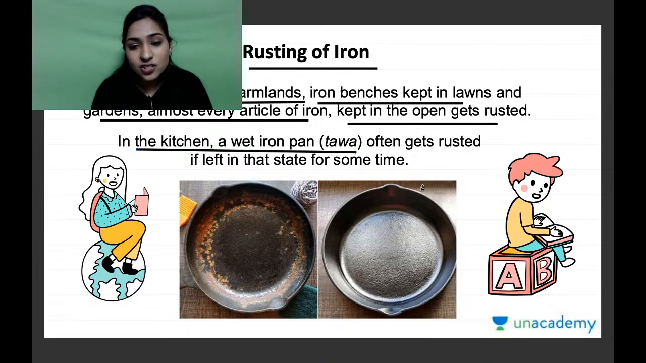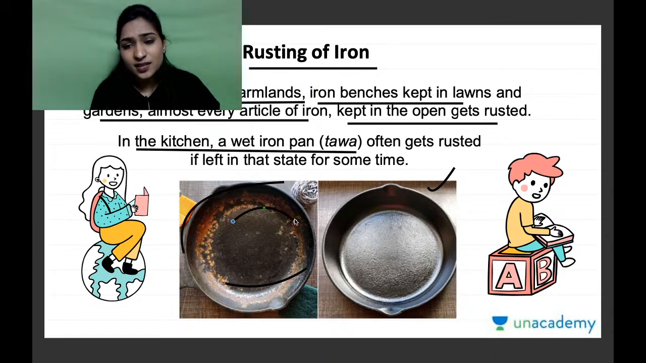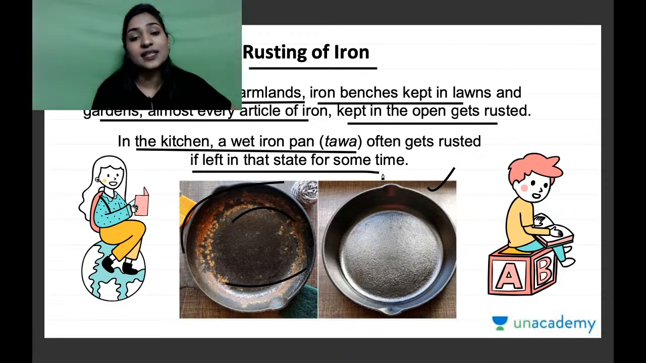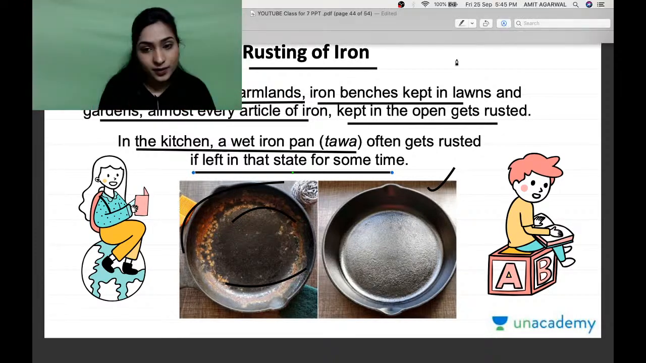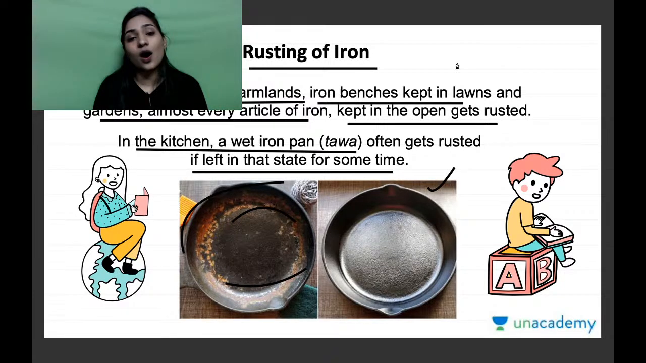तो इतना अच्छा साफ सुथरा आयरन पैन जब हम लोग नया लाते हैं तो ऐसा दिखता है. बट धीरे धीरे ये रस्ट लग जाते हैं, इस पे रस्ट लग जाते हैं. You can see this rust. So in a kitchen, a wet iron pan often gets rusted if it is left in that state for some time. अगर आप उसको ठीक से नहीं रखोगे तो फिर उस पे भी रस्ट लग जाएगा. Fine. So that is how rusting takes place.